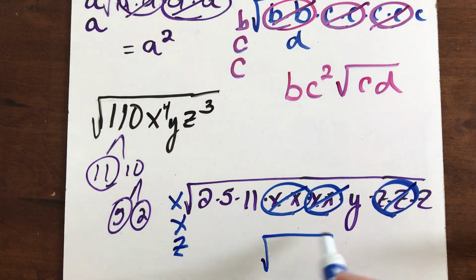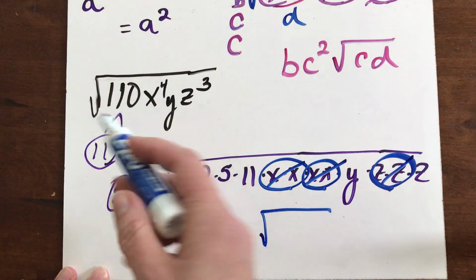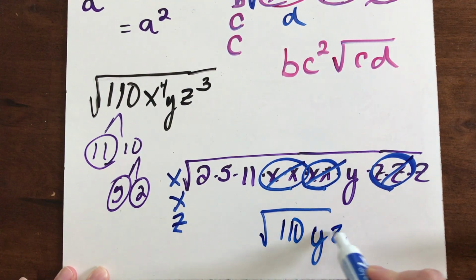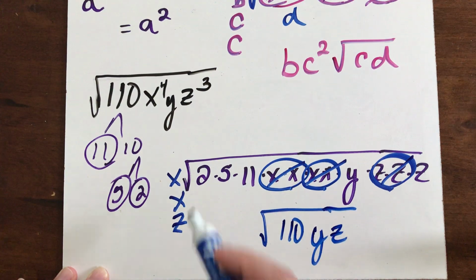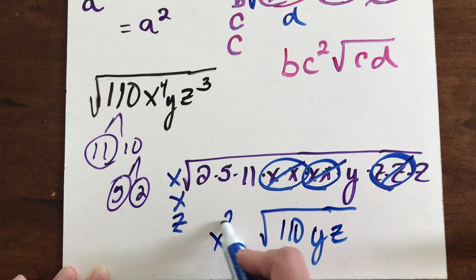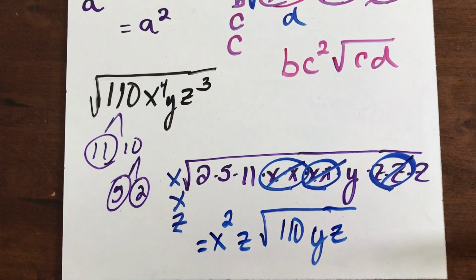Now, what's left underneath, I just multiply together. So 2 times 5 times 11, that goes back to 110. And then I have a y, and then I have a z. So that's left underneath it. And then outside, just condense it using exponents. X times x is going to be x squared z. So that's my answer to that one. Okay. All right, let's look at a couple more.